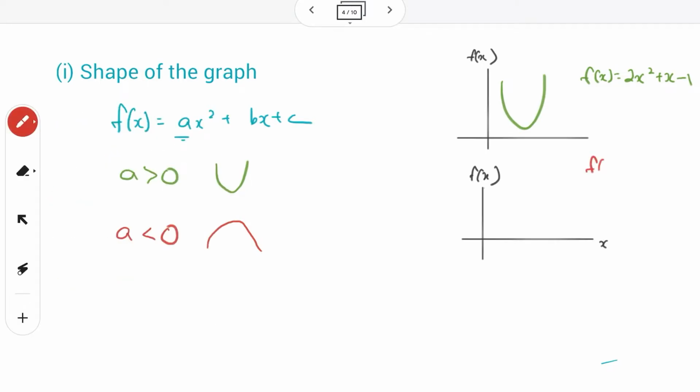Whereas if you have f(x) equals negative 3x squared plus 2x minus 1, given that a is equal to negative 3 and that is less than 0, you know that your graph would be something like this. Simple enough.